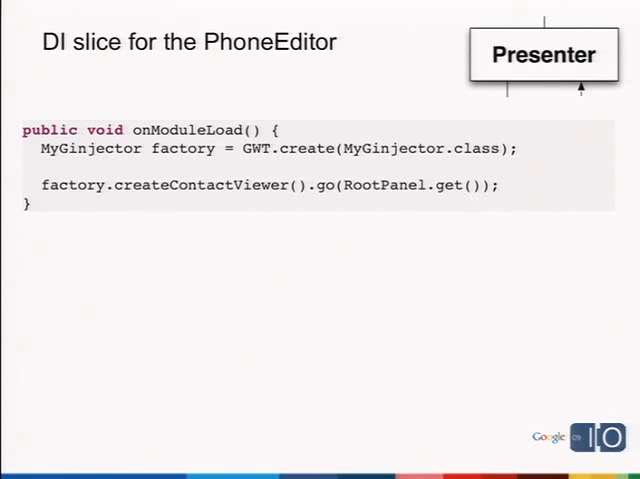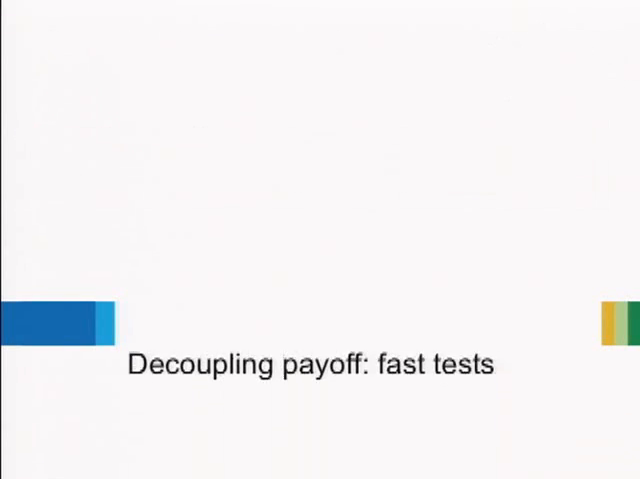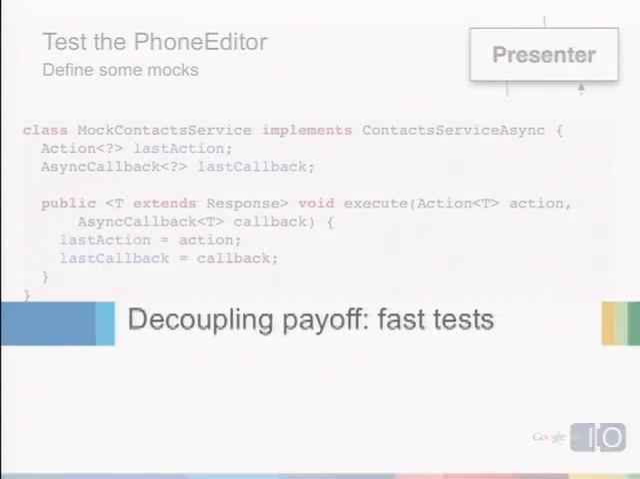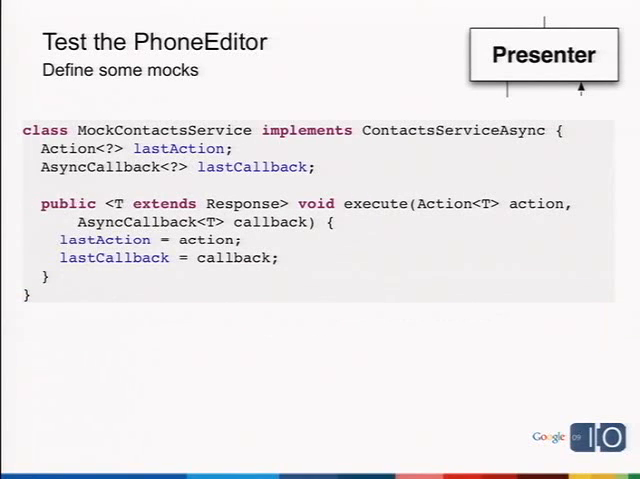Now, why are we doing all of this stuff? What's the punchline? Besides having the app isolated from itself, we're particularly happy because this gives us easy to write and fast tests. So to write a test in this style, we need our mock objects. We're not using EasyMock here, so we're just implementing these things ourselves. I'm going to have a mock version of my contact service, and it's going to have these fields here, the last action and the last callback, and I'm going to fill those at obvious times.